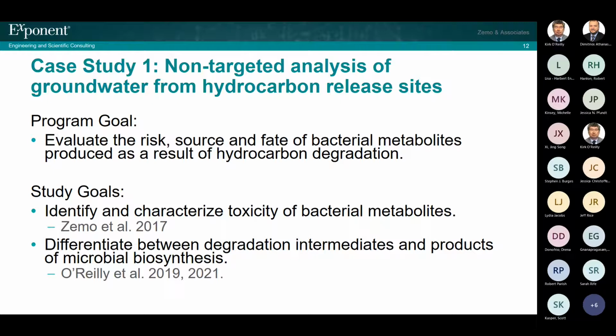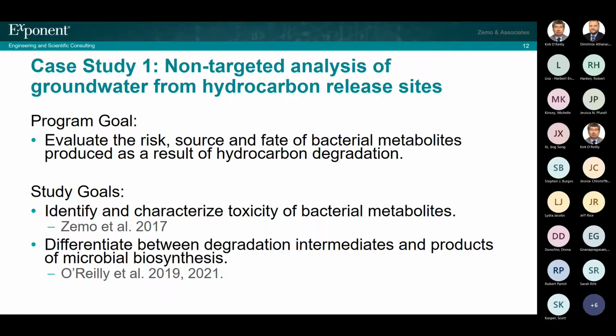And with that, I'll jump into the case studies. This is a project that I've been involved with, working with chemists and toxicologists at Chevron since about 2010. The question really came from the regulators: what is in groundwater samples after bacteria degrade the hydrocarbons? So what we've been trying to do is identify and characterize what these metabolites are, and how toxic they are.